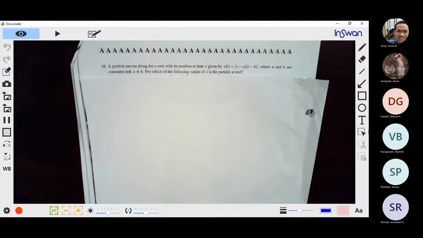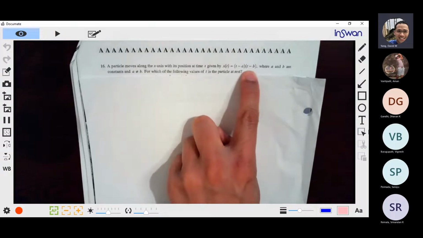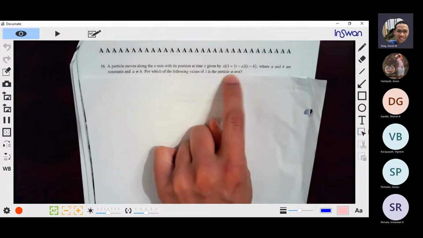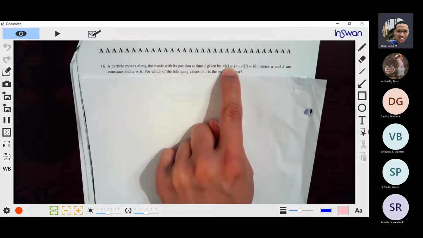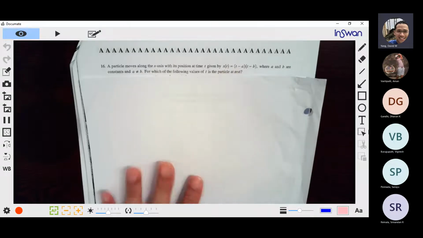Okay, number 6. A particle moves along the x-axis with its position at time t given by x, where a and b are constants and a does not equal b. For which of the following values of t is the particle at rest? So let's go through and find the derivative first, because a particle at rest means that is where velocity is 0.